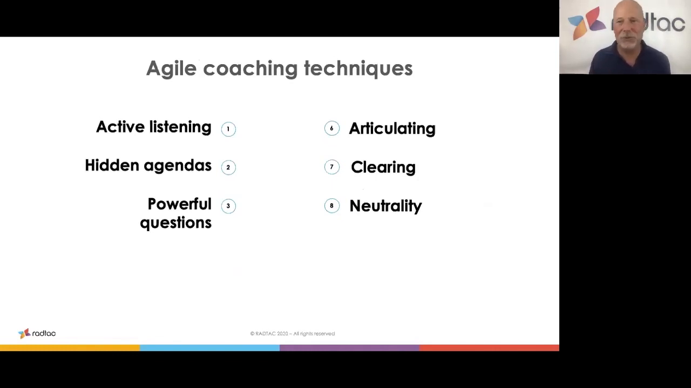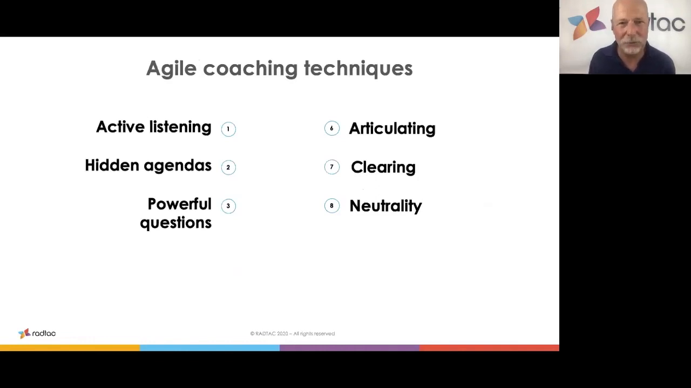Active listening, communication. The vast majority of communication is all about listening, especially as a Scrum Master. We need to be listening to the organization, the team, what's going on, all this sort of stuff. Watch out for hidden agendas. Probably an obvious one. Powerful questions. We need to think about how to shape questions.